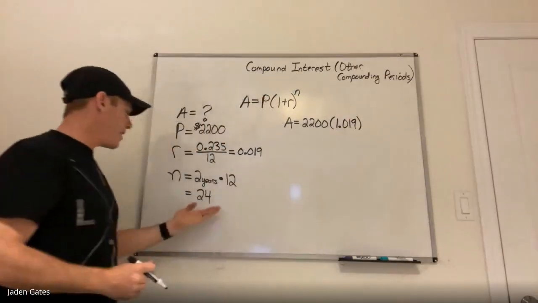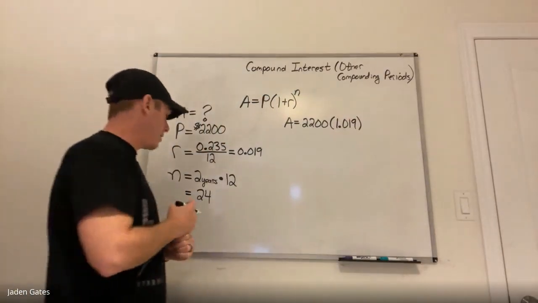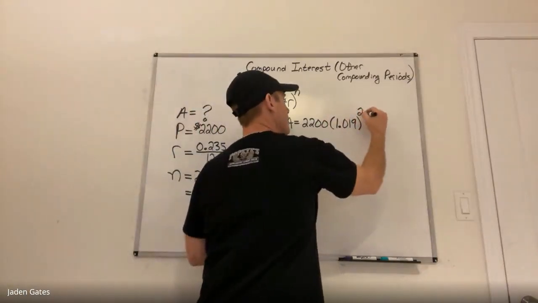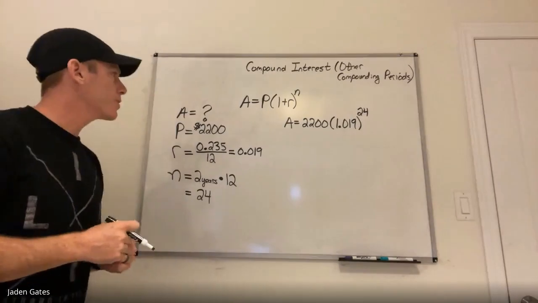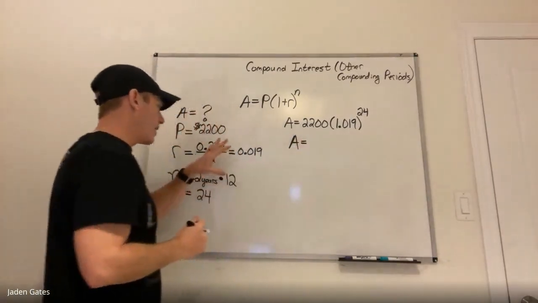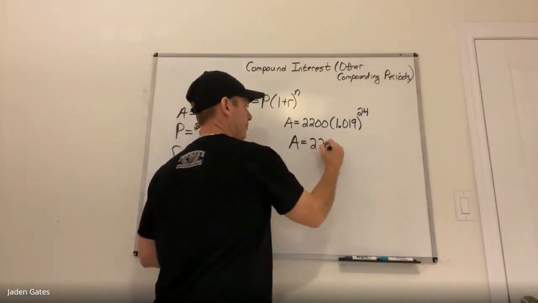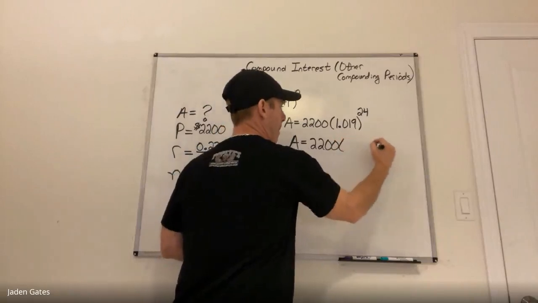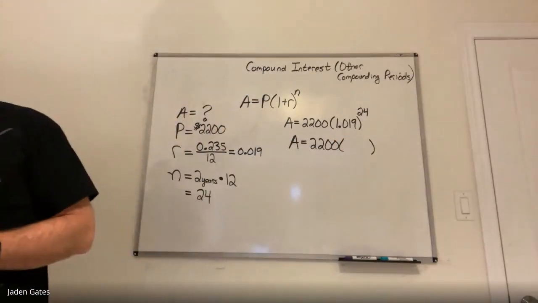All right, and again, N is the amount of times my interest got added on to this bill I had. So interest was added 24 times, once every month for 2 years. Just like we did before, everything is the same this way. It's just setting up my variables. Again, I'm going to do my exponent first, and so I get 1.019 to the power of 24.